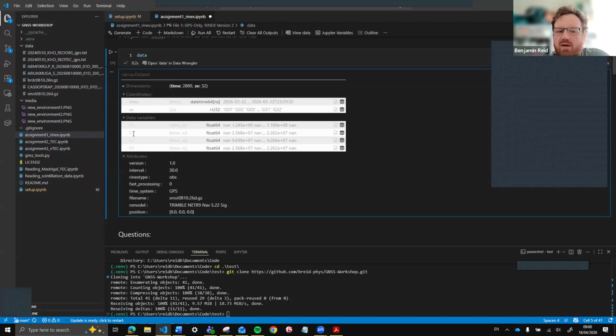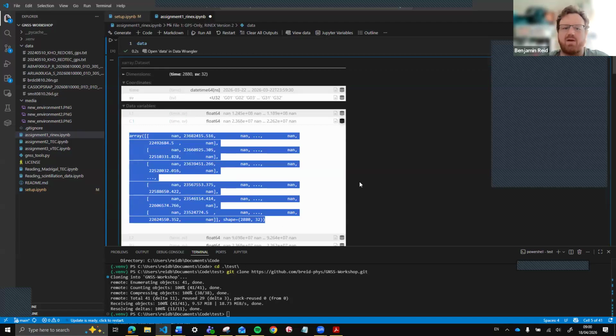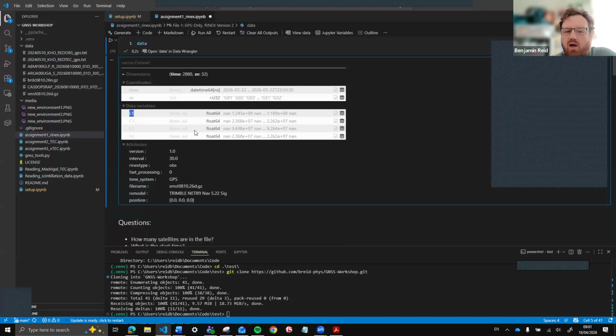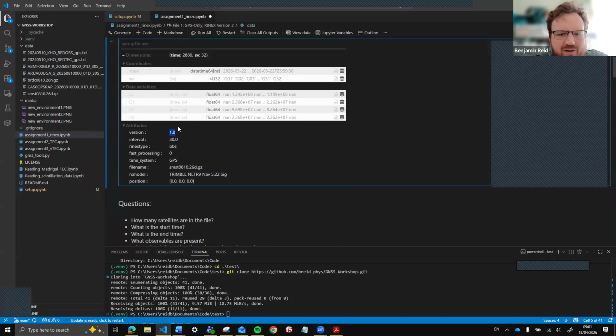Then we have our data variables. We have C1 and P2. These are our ranging codes. If we look at that, ooh, that's hard to see. There, that might be a little bit better. It's essentially a NumPy array where one of the dimensions is time and the other dimension is satellite vehicle, right? We have similar things for L1, which is our phase for the first carrier frequency, and L2, P2, all of our observables from the RINEX file. And we get some attributes from it too. It says it's a version 1 RINEX file, which might actually be true.